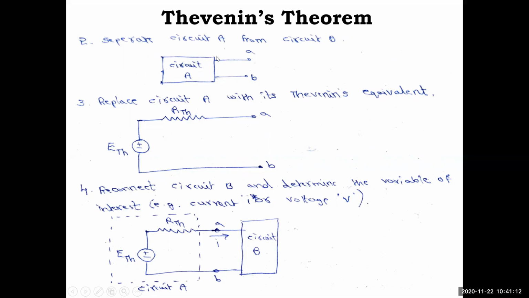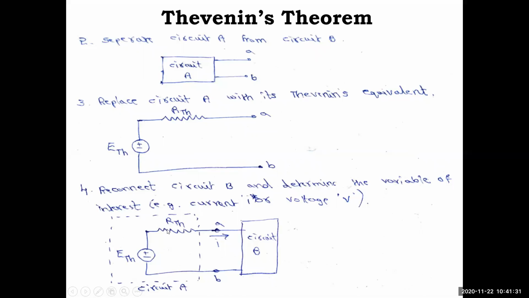So when you got this circuit A, whatever may be the combination of resistor, voltage source, current source, anything, you will bring it in this form. This is the Thevenin's equivalent circuit. Then finally what we will do, we'll reconnect the circuit B to this Thevenin's equivalent circuit, and then we'll find our value of interest. That is what we have done in the proof.